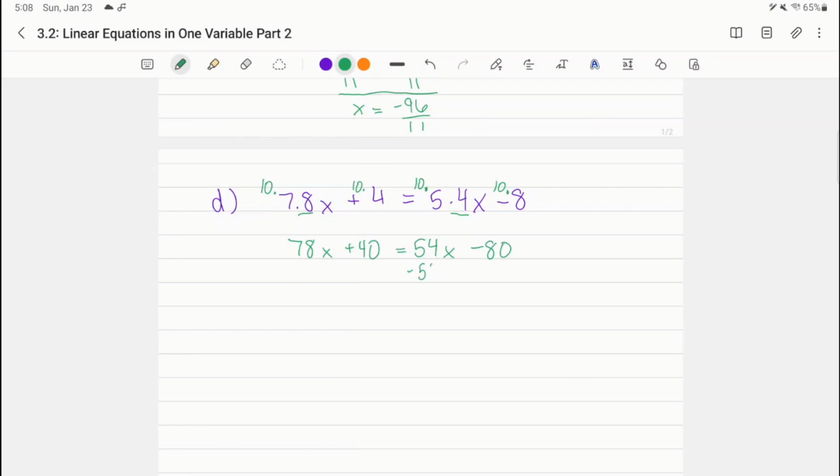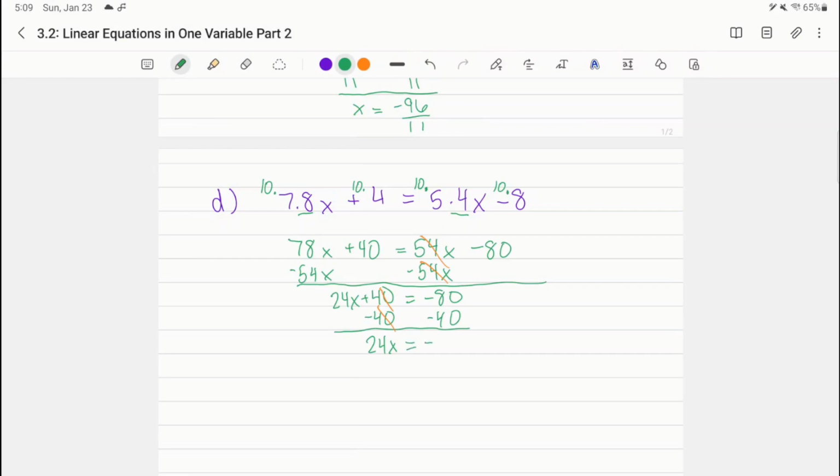So subtract 54x from both sides. 78 minus 54 is 24x plus 40. The 54x's cancel out, leaving us with negative 80. Subtract 40 from both sides. Get 24x because the 40s cancel out.